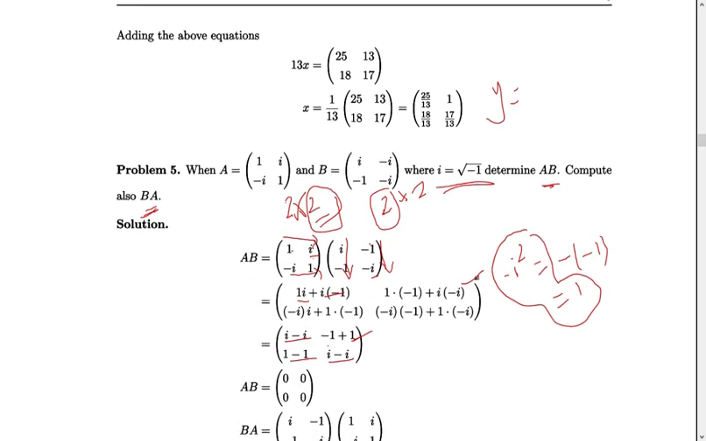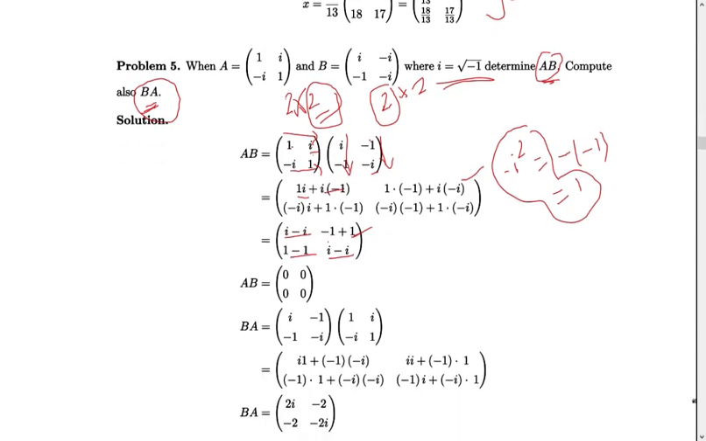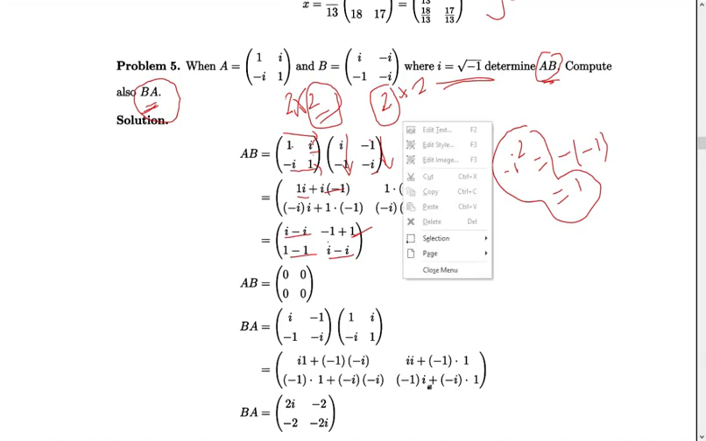Okay, so one more question, compute BA also. Already we found the value of AB, then we have to find the value of BA also. So BA is equal to B times A. Same procedure, we get the value 2i.